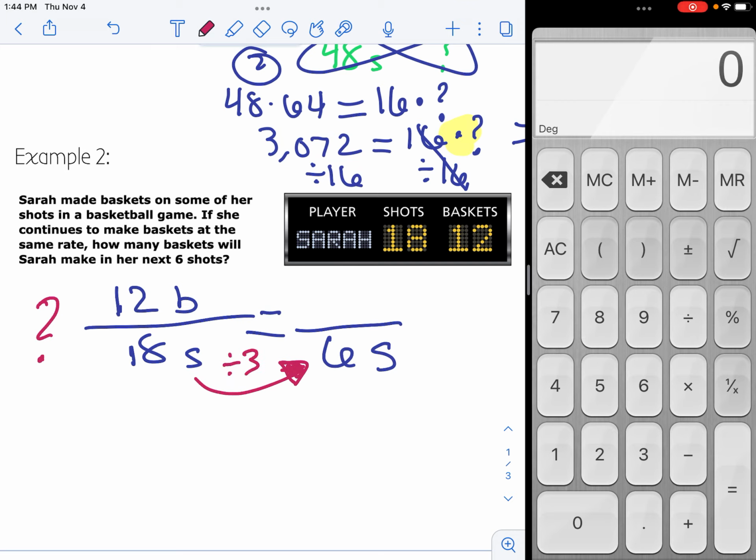And you can always go back and check your work by doing 18 divided by 3. Does that equal 6? Yes. Now with ratios, whatever you do to the bottom, I'm going to do to the top. So since I divide the bottom by 3, I'm going to divide the top by 3.